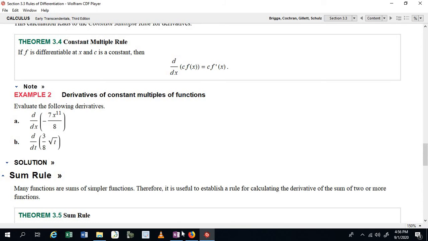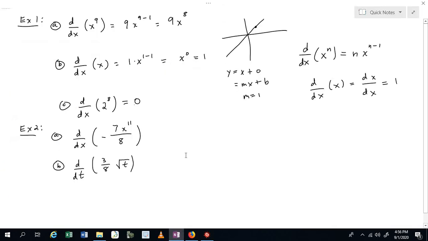Okay, and so let's just do a couple of examples where we use this rule. So this one, let's say you want to find the derivative of this. The constant here is really negative 7 over 8, and it's being multiplied by x raised to the 11th power. And so we're allowed to sort of pull this constant outside the derivative operator.